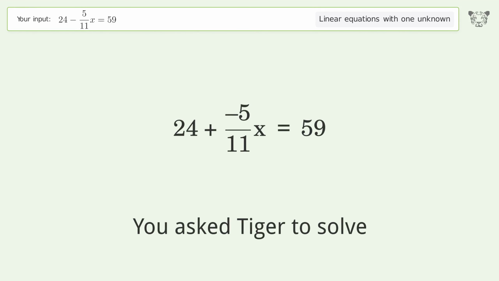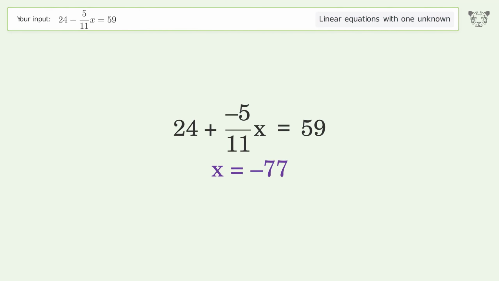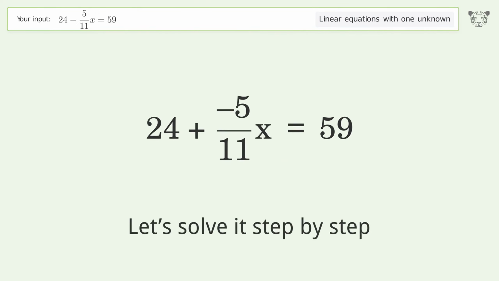You ask Tiger to solve. This deals with linear equations with one unknown. The final result is x equals -77. Let's solve it step by step.